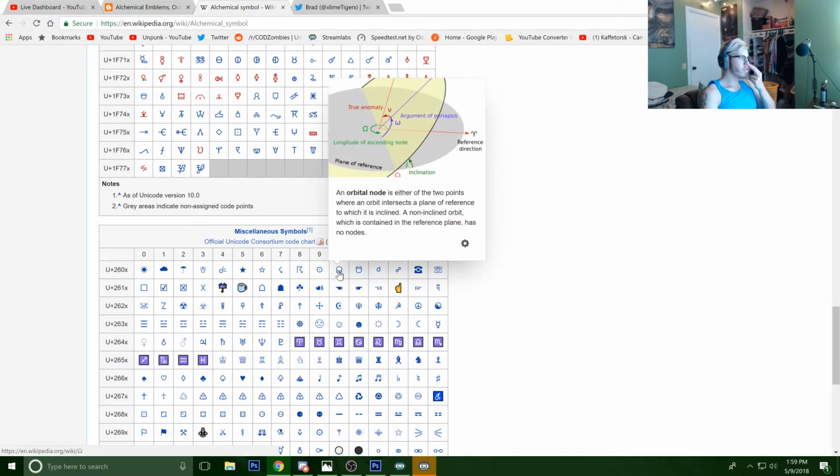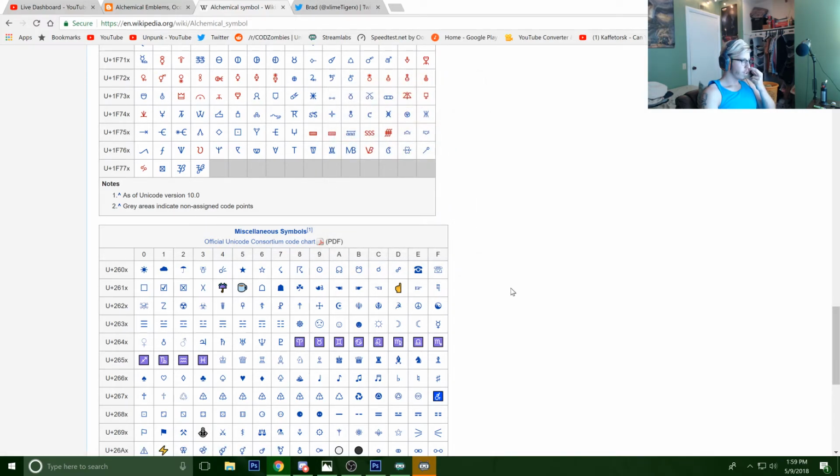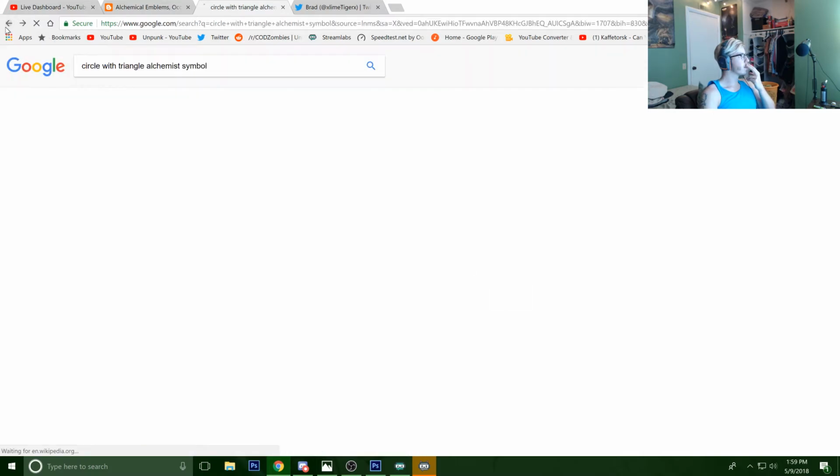What the fuck? Why are there emotes on here? Fuck this website.